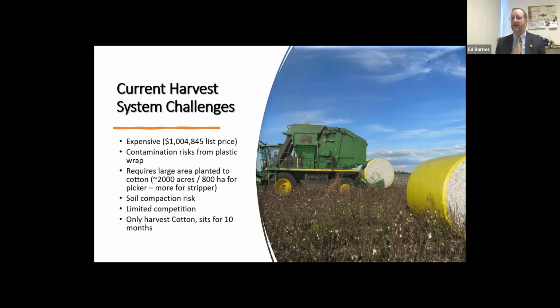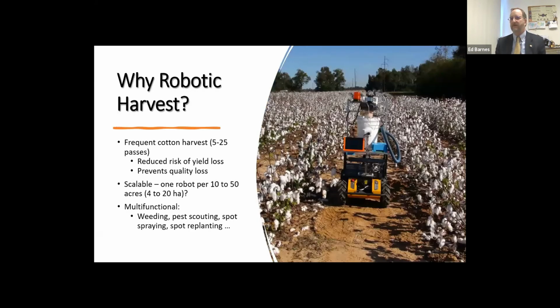And in order to keep cotton economical and cost competitive with polyester, we need to look at what we can do to reduce the cost of harvest. So why robotic harvest? Again, this is one of Dr. Maha's work with the Husky at Clemson.